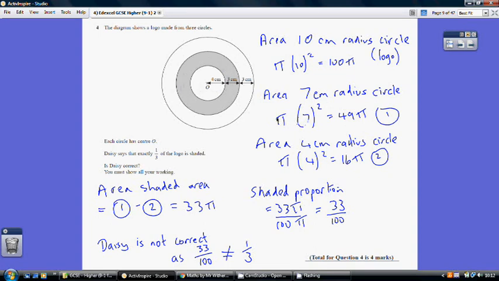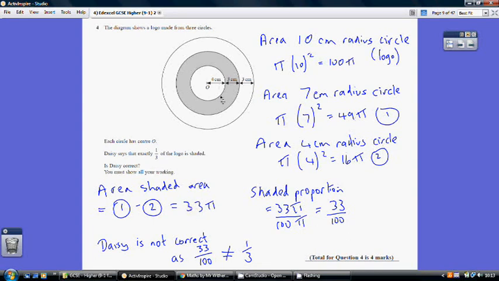So starting off working out the area of the two inner circles, that's when the radius is 7, we've got pi r squared, pi times 7 squared, which is 49 pi. But the area of when the radius is 4, pi r squared is pi times 4 squared, is 16 pi. So the area of the shaded bit is the area of the 7 centimeter radius circle, take away the area of the 4 centimeter radius circle, 49 pi, take away 16 pi, which is 33 pi.